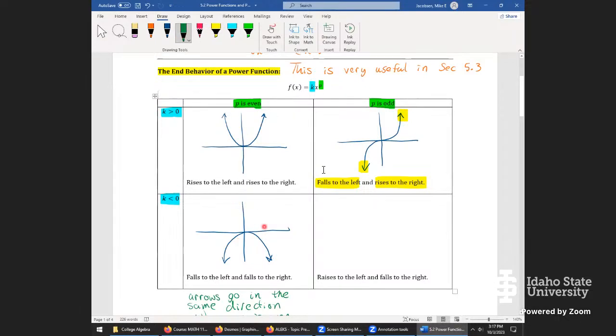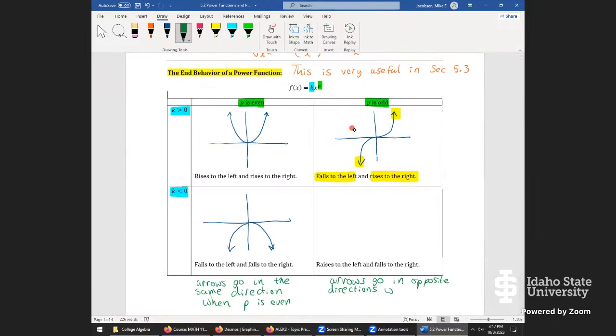So if it's even, arrows go the same way. Let's put down here, P is odd: arrows go in opposite directions when P is odd. So we have our graph right here. Just one more to put on.